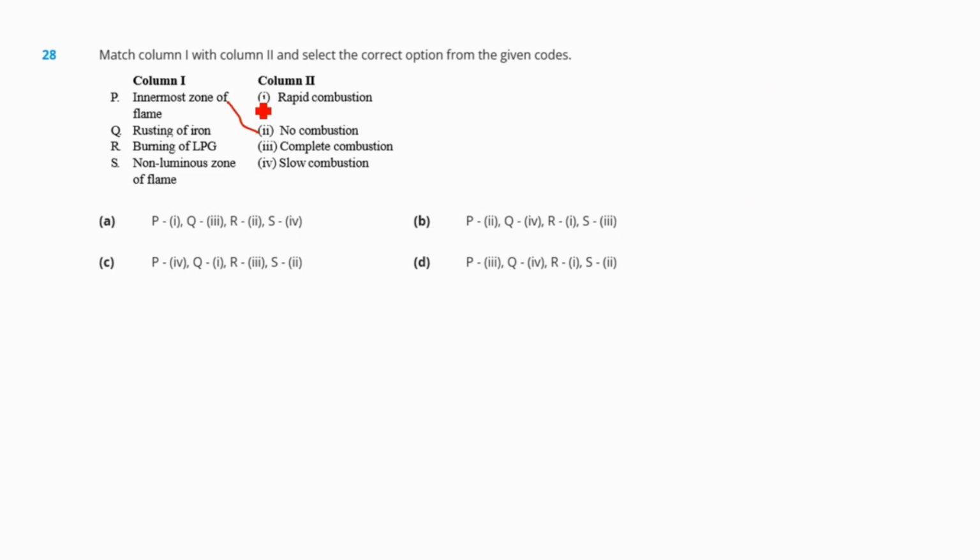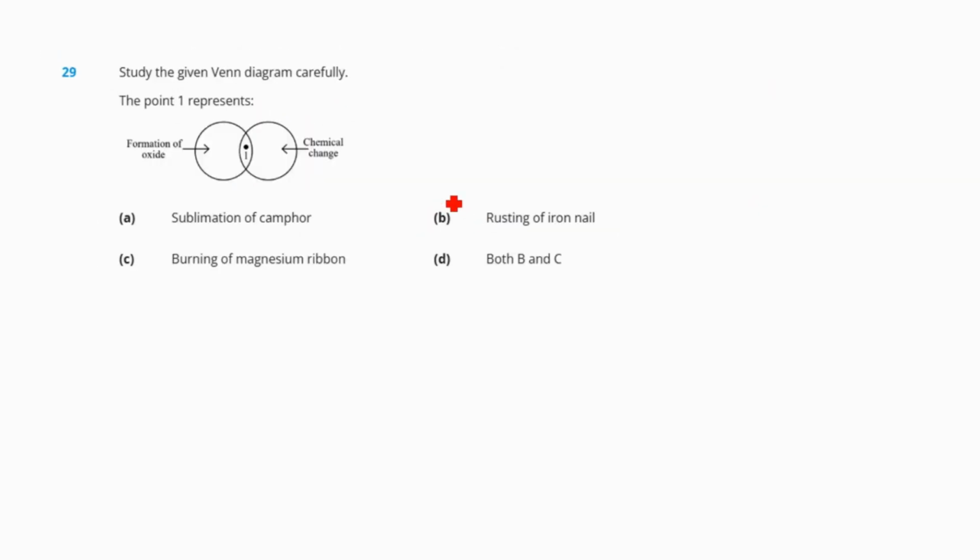P will be 2. Next, rusting of iron. Rusting of iron is a slow combustion, right? So it takes a lot of time. So Q will be 4. Burning of LPG. Burning of LPG is always a rapid combustion. So it is 1. And non-luminous zone of the flame, it is the portion of complete combustion. So S will be 3. So our correct answer is option number B.